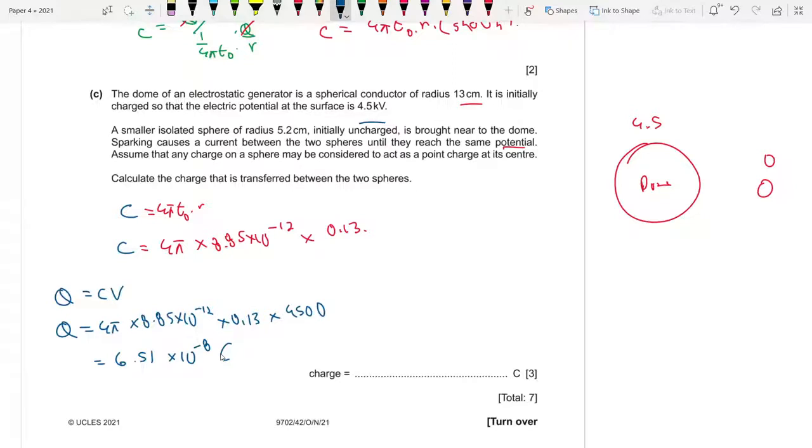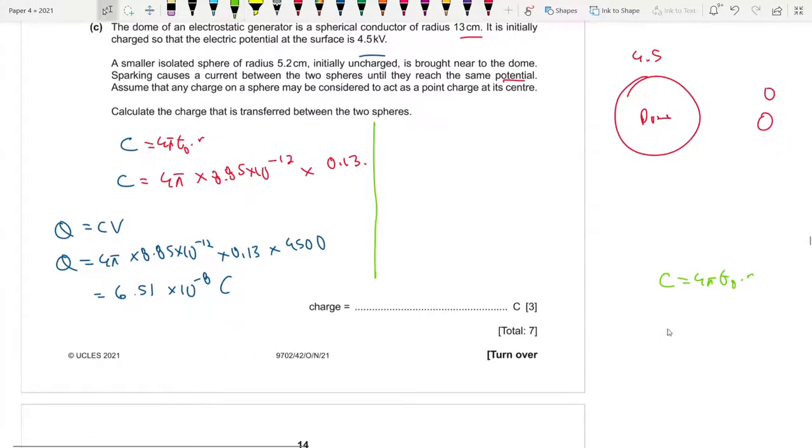So here's the thing, guys. Potential can change, okay? Potential won't be divided equally, but charge cannot be destroyed. Charge has to be conserved. Remember Kirchhoff's first law? It follows the law of conservation of charge. So what's the logic behind this? Check this out. We know that C is equal to 4 pi epsilon naught into r, and we also know that Q is equal to CV.